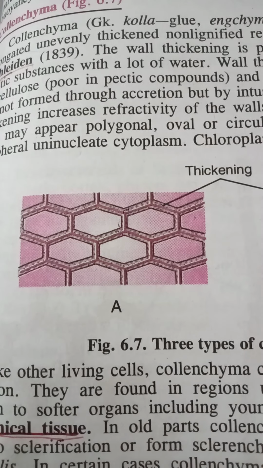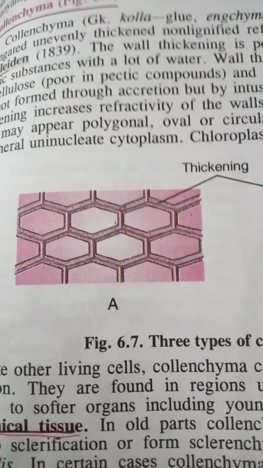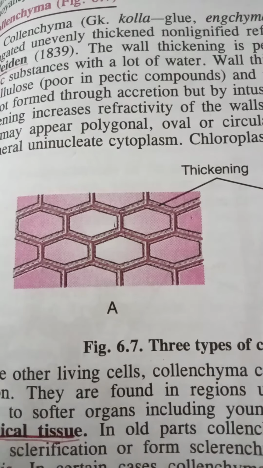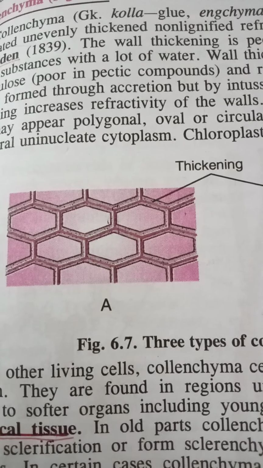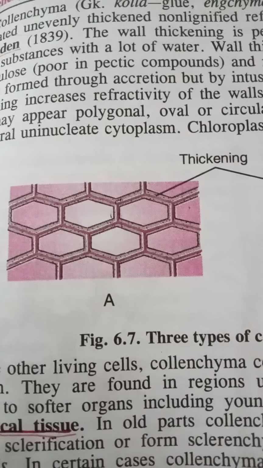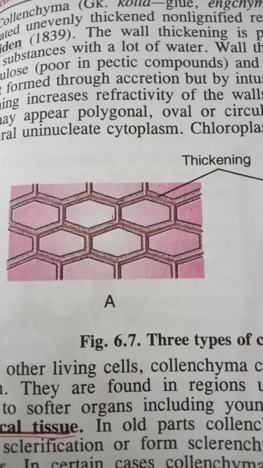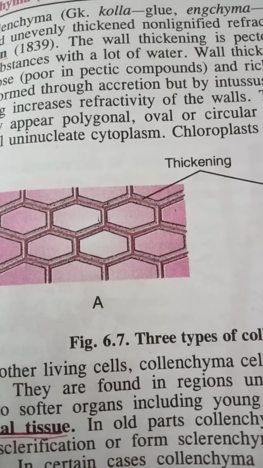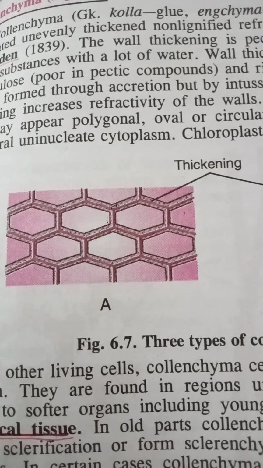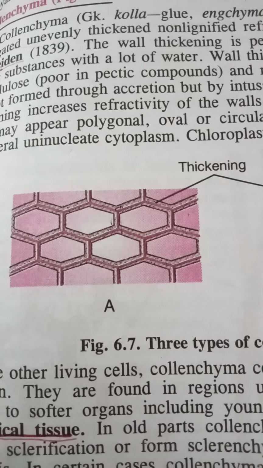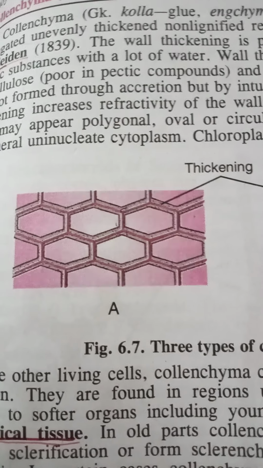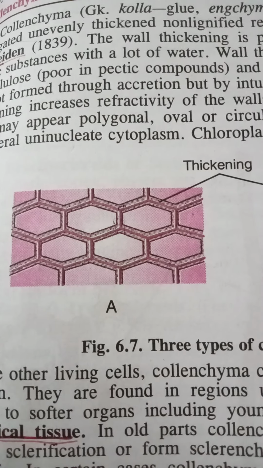Okay, they store reserve food materials and basically they provide mechanical strength to the soft parts of the plant like the young stems. Now they occur in dicot stem, leaves, floral parts, fruits, but they are basically absent in monocots and roots. Okay, they are also known as the living mechanical tissues, okay, due to their function, that is they provide mechanical support, so they are called living mechanical tissues.